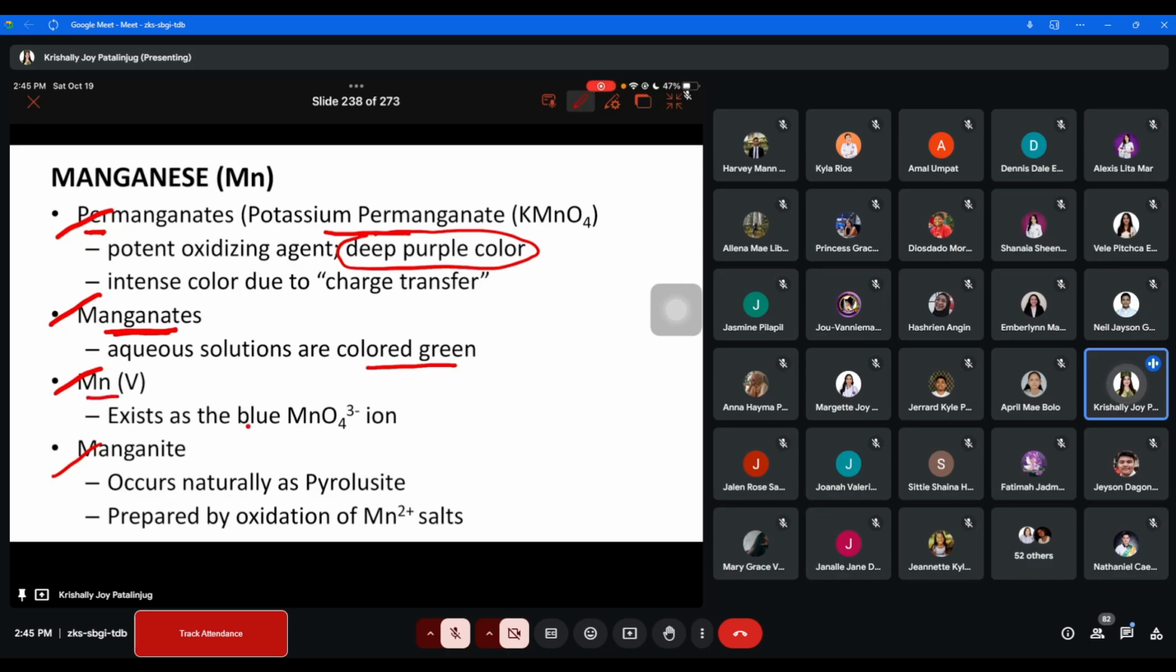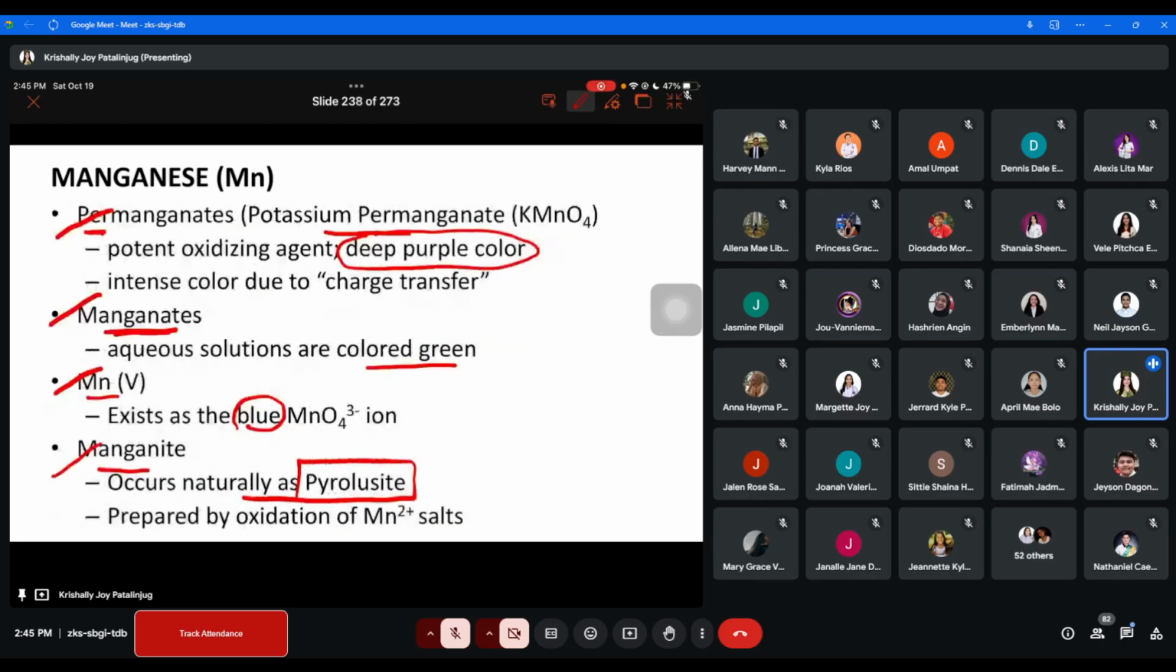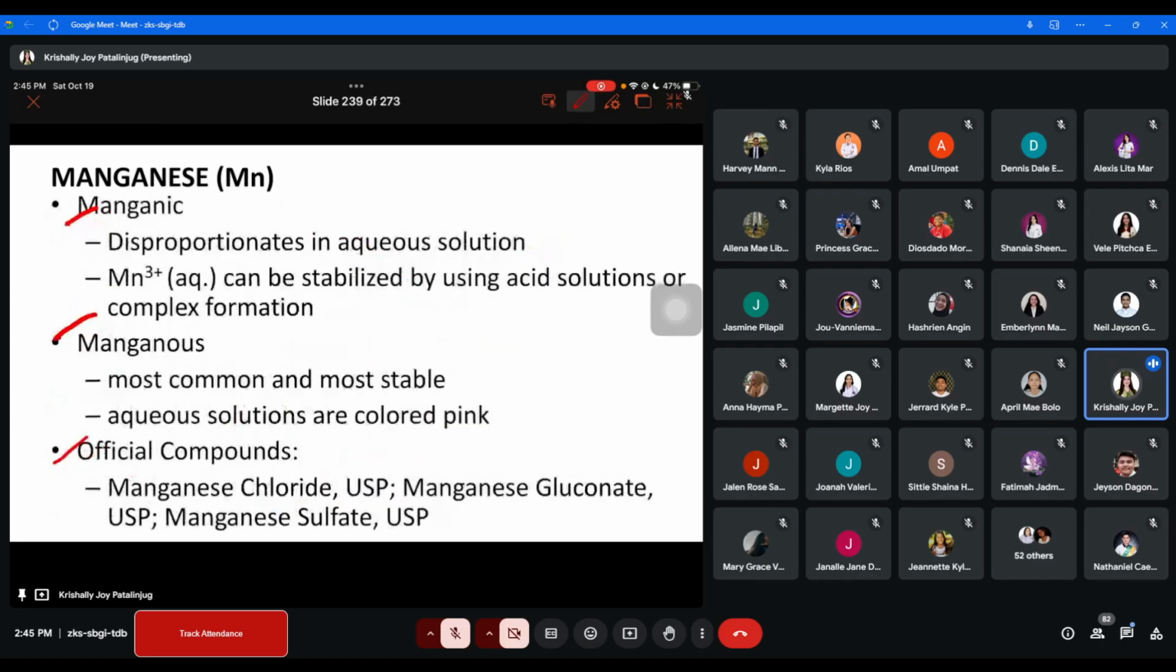Manganese 5 exists as blue. Manganite is the naturally occurring form in pyrolusite. Manganic, that's the Mn3+ form. It is stabilized by using an acid solution. The manganese 2 form is said to be the most common, the most stable, and this is the one that is colored pink in aqueous solution.